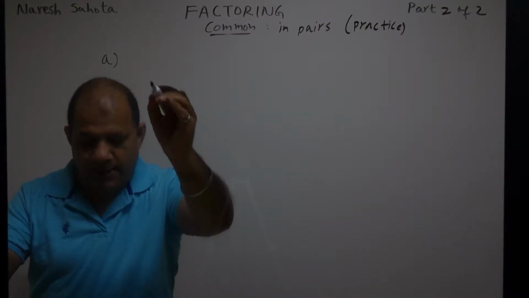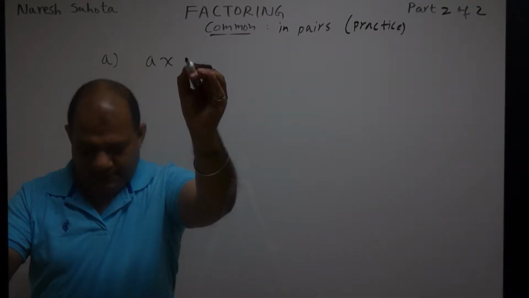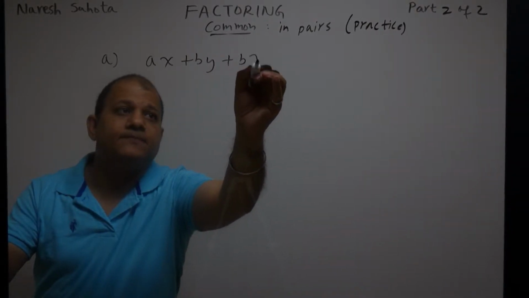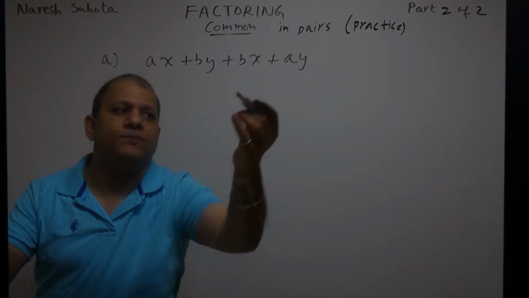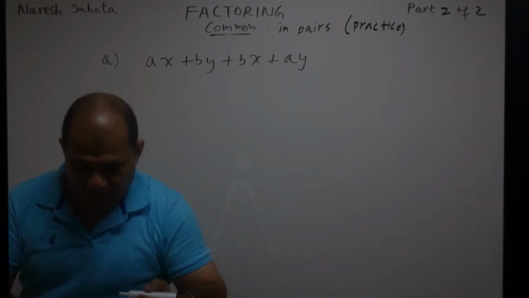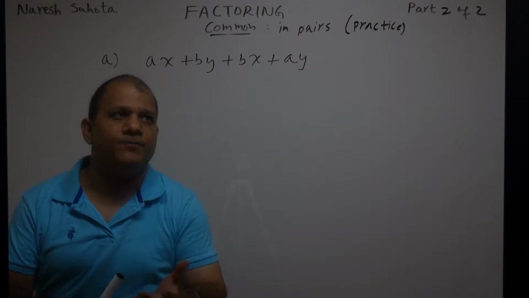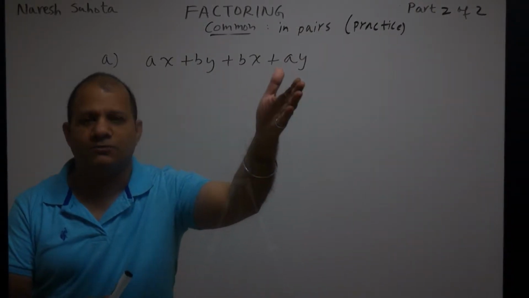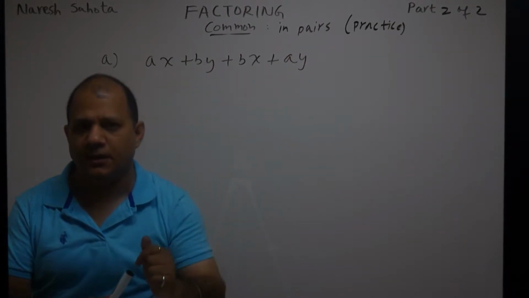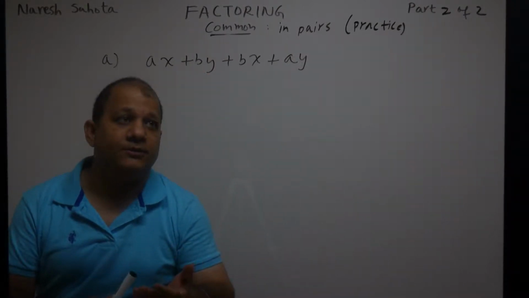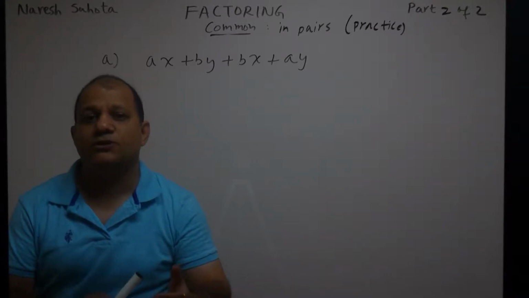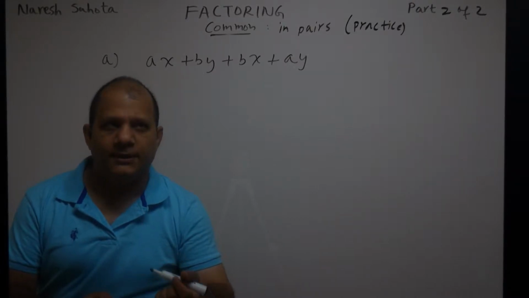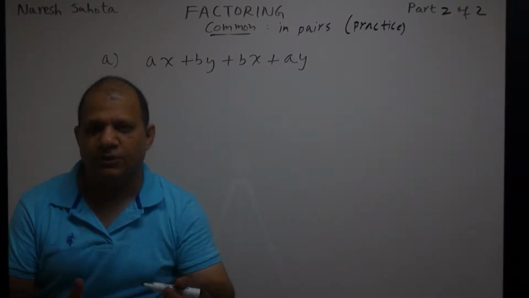So question 1, we're given ax plus by plus bx plus ay. This is the question we're given, and the question is to factor. The first thing you do is always look for a common factor. So we'll take all four terms collectively and see if there is anything common. And there doesn't appear to be anything common in all four terms. So the next step is, can we pair them? Can we group them?